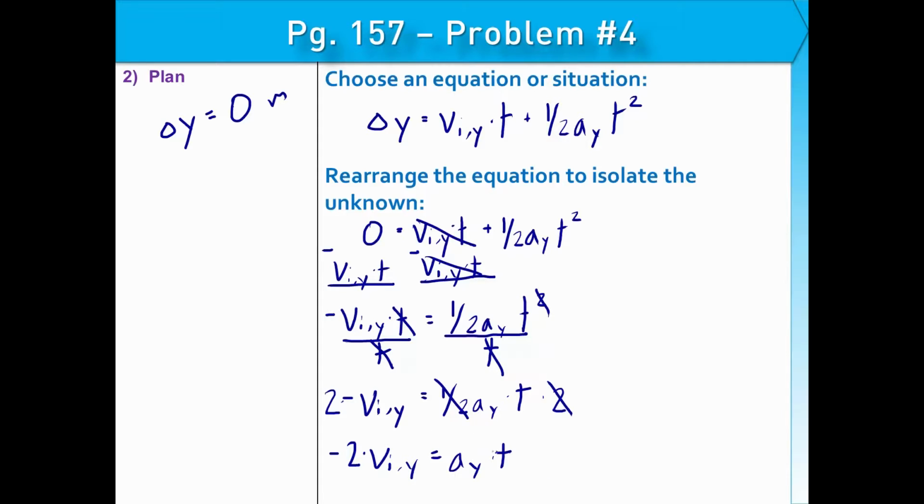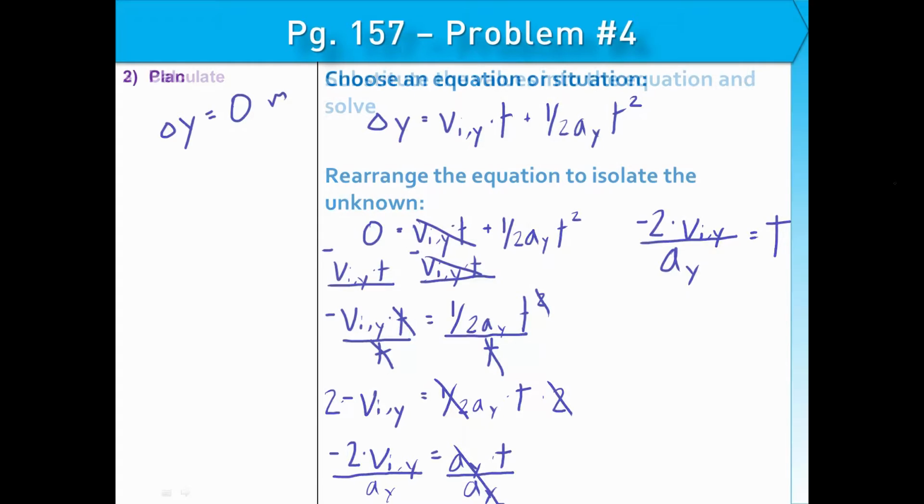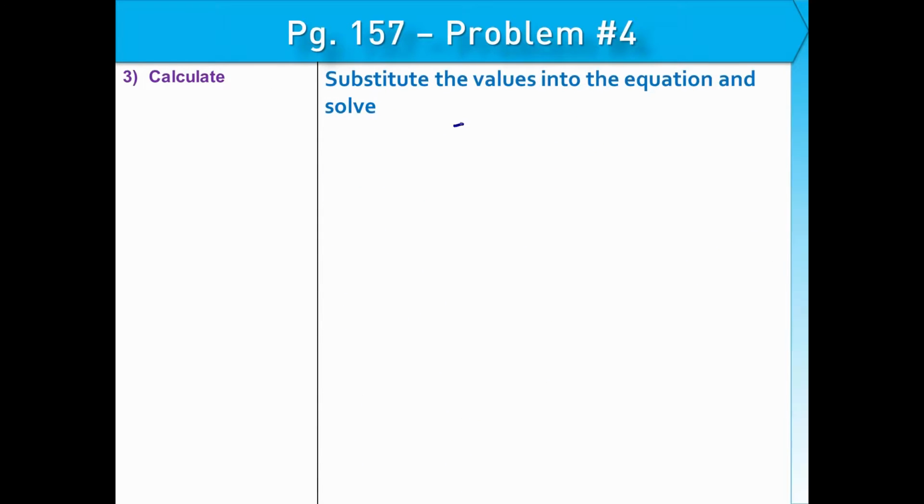So now I have acceleration in the y direction times time. So to get rid of this acceleration, I'm going to divide both sides by acceleration y. So these two terms will cross out. I'm going to continue on this right hand side. I'll be left with negative 2 times initial velocity in y all over acceleration y is equal to time now. So I'll go ahead and rewrite my equation again. Negative 2 times initial velocity in y all over acceleration in the y direction equal to time.